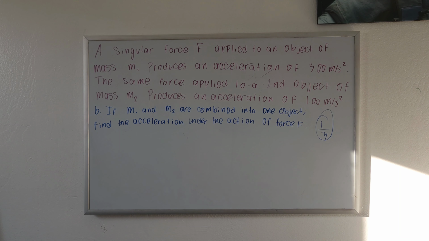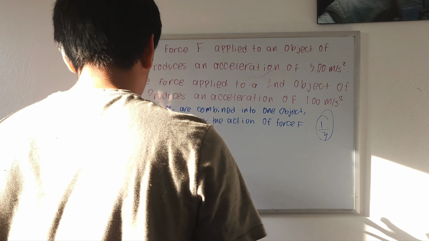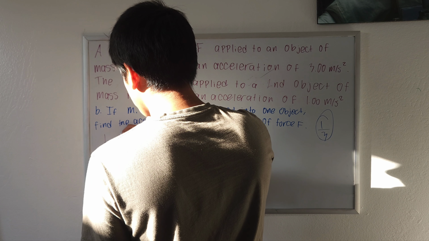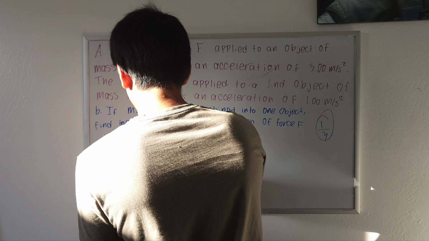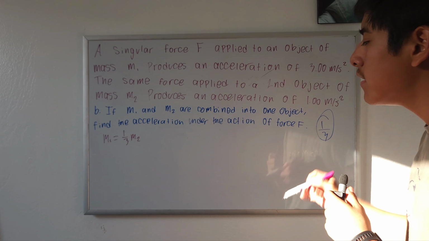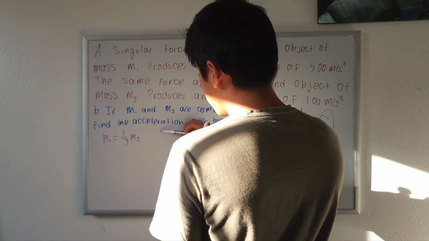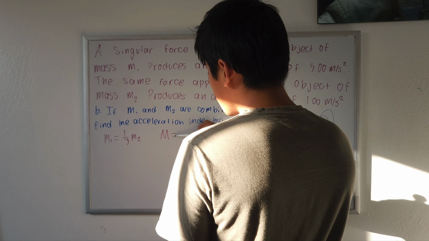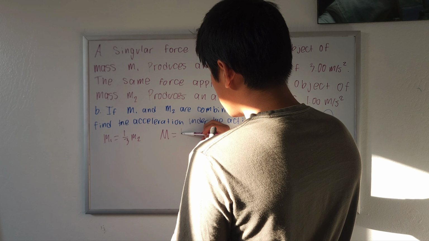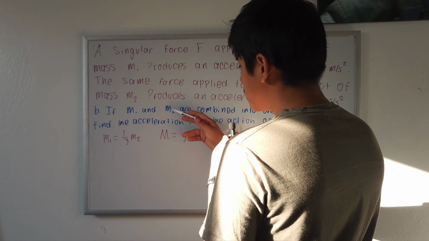And then part B is telling us if m1 and m2 are combined into one object, find the acceleration under the action of force F. So I kept this from the last part because what this 1/3 is telling us is that m1 is equal to 1/3 of m2. So now I'm going to find out what both of these are equal to when you add them. I'm going to write it as big M equals m1, so that's 1 over 3 m2, and then plus just m2.